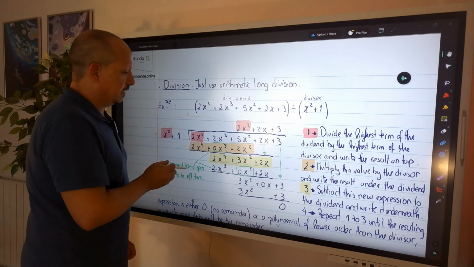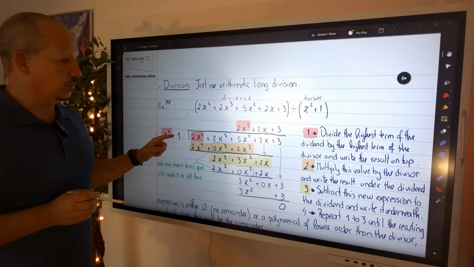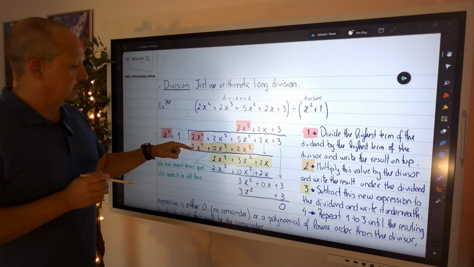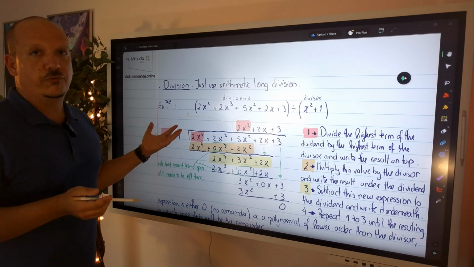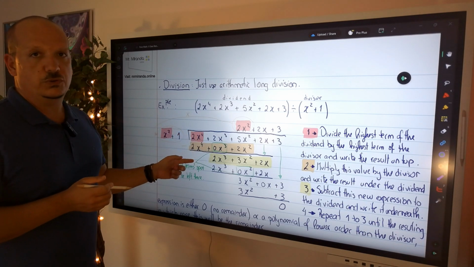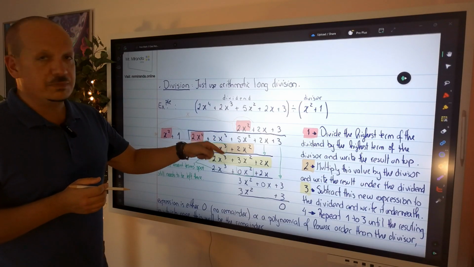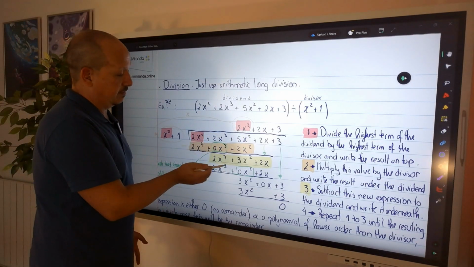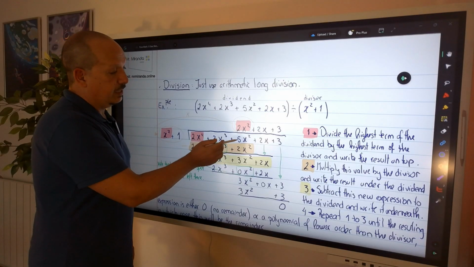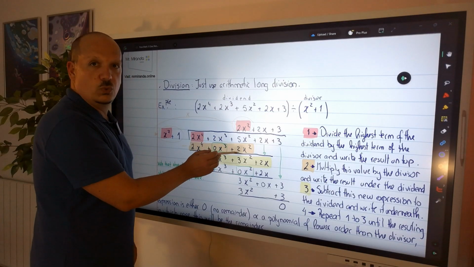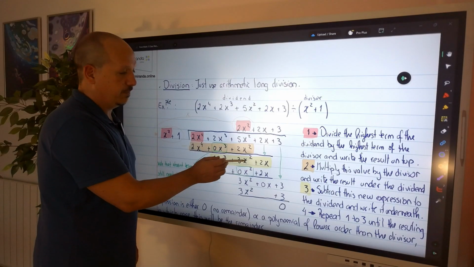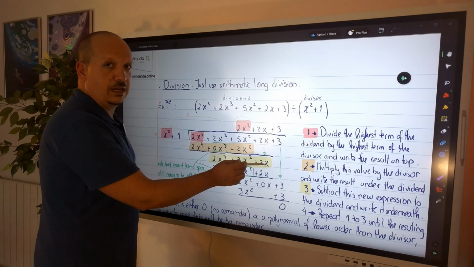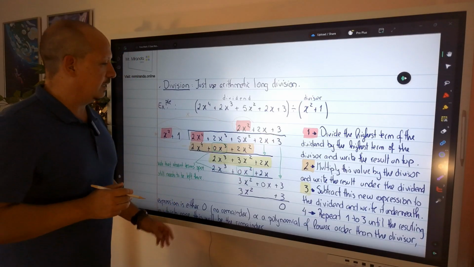So in this case, I did it like this, and then what do you have to do? You have to start subtracting, and you subtract 2x to the power of 4 from 2x to the power of 4. It is supposed to be 0, so you don't even write it. And then you do the same thing over here. So 2x to the power of 3 minus nothing is 2x to the power of 3. And 5x squared minus 2x squared is 3x squared. You write it here. And then you will need to bring this one down. You're going to see why later.